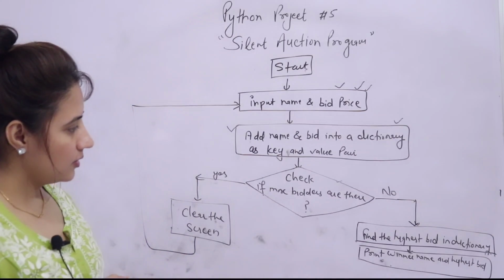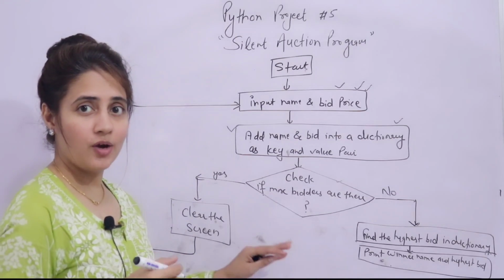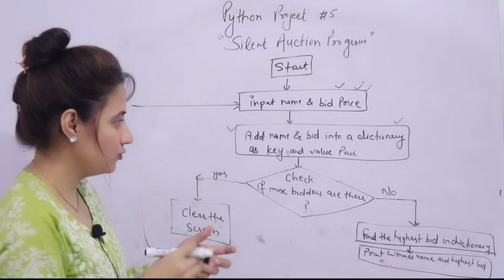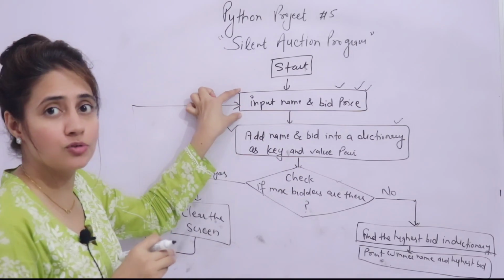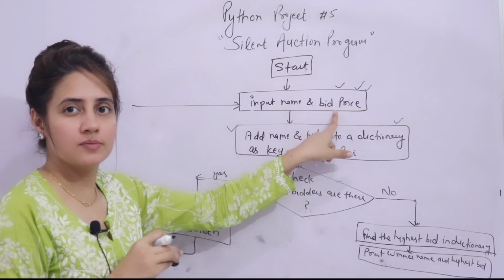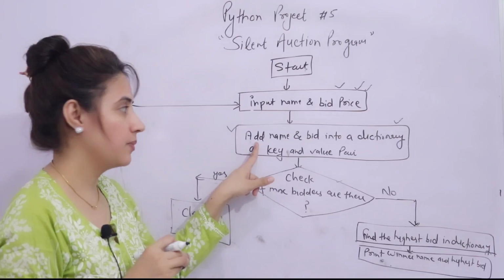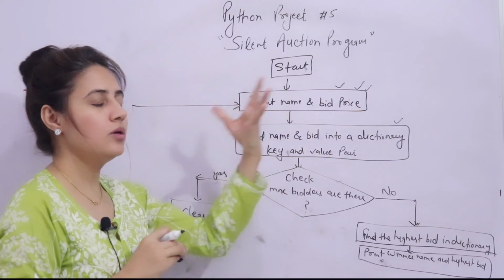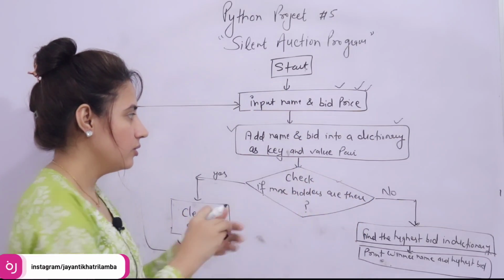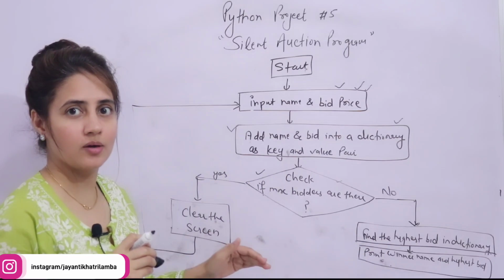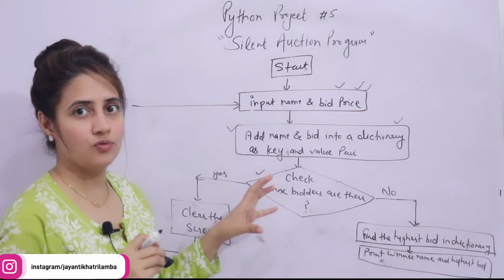I guess these are the steps. Now we have divided this big problem into small pieces. Now we just have to focus step by step. First, just focus on this: input name and bid price. How to input? We know we have an input function. Then just focus on the next step. You have to add the name and the bid into a dictionary, right? Then check this condition, and so on. So one by one. I guess that is very helpful for you guys.